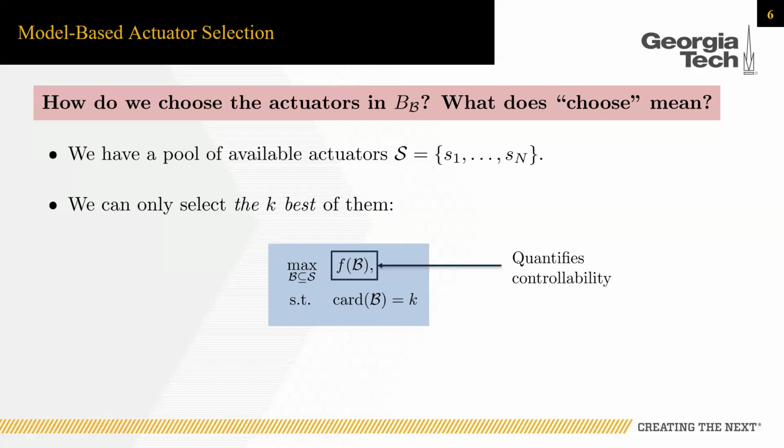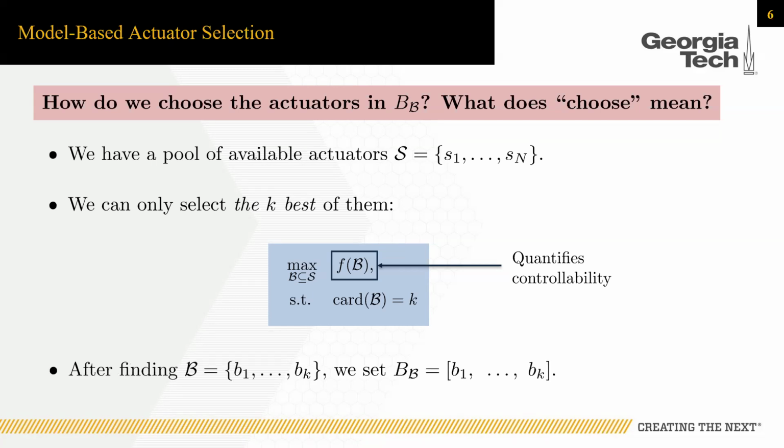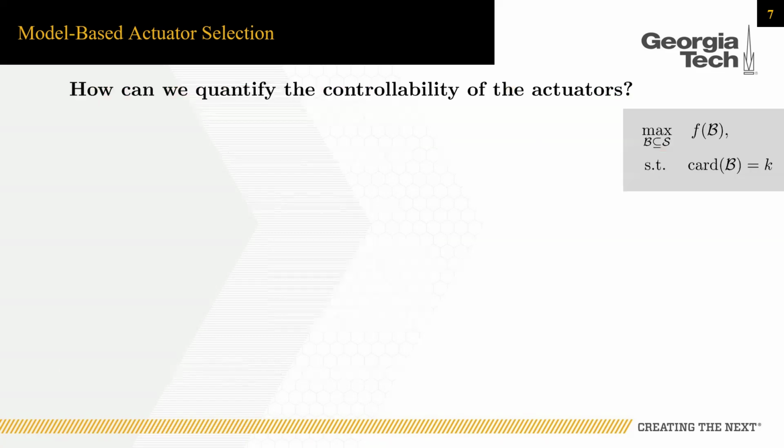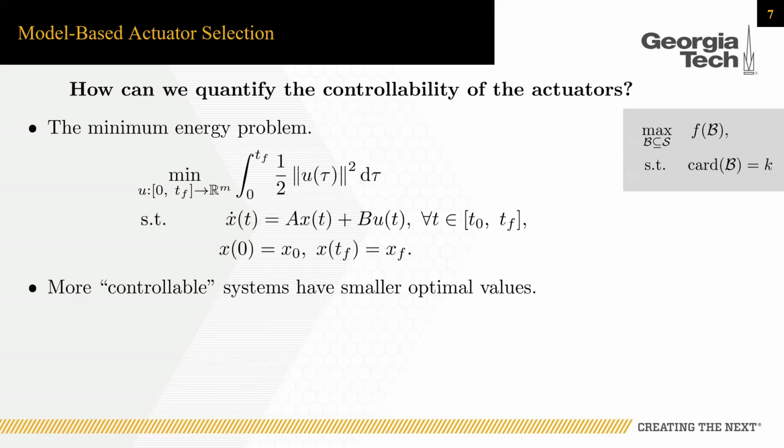So let's say for now I want to maximize controllability given that I have K actuators. After I place them, the system operates. So how can we quantify this controllability of actuators? In other words, how can I find this F of mathcal B? Pretty straightforward, again from our 101 linear system theory.